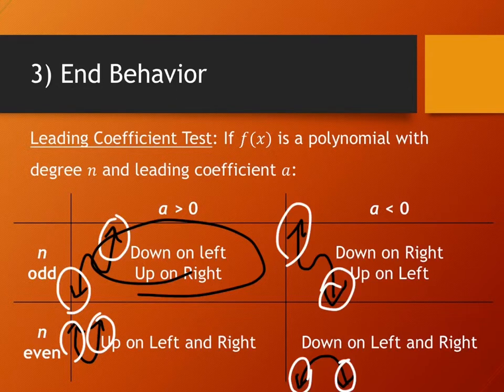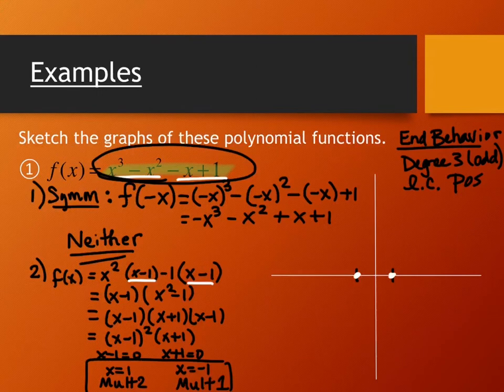Okay, so it's going to go down on the left and up on the right. So we're going to go down on the left like this and up on the right like this. Those are the two pieces of information that are useful. One additional point that would be nice to plot would probably be the y-intercept. And it's also very easy to plot.